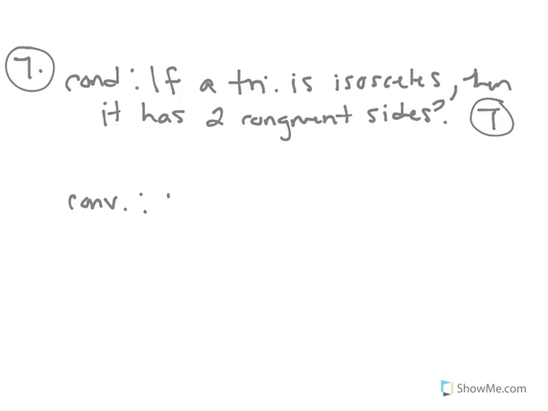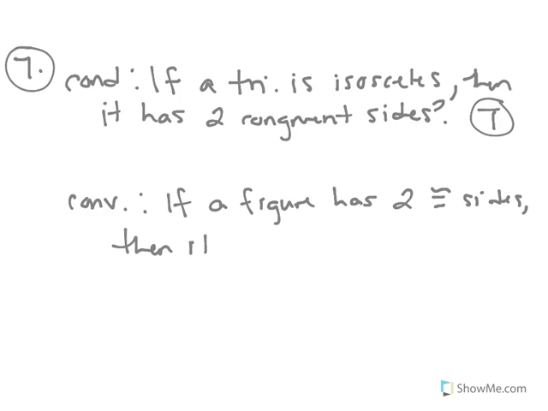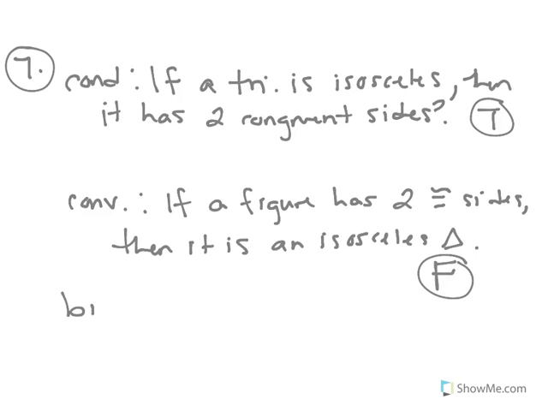If a figure has two congruent sides, then it is an isosceles triangle. Is that true? It could be, but is it absolutely true? Absolutely not. There could be any number of shapes out there that have two congruent sides. It does not have to necessarily be an isosceles triangle. Therefore, this statement is false. Therefore, the biconditional is false because the conditional and the converse have true and false statements.